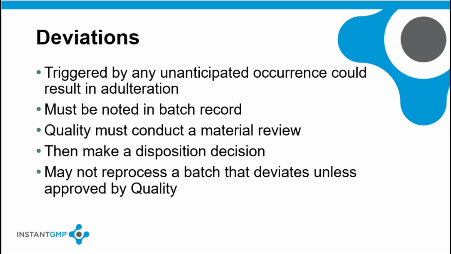The deviation should be noted in the batch production record along with documentation that describes the investigation into the cause of the deviation or the unanticipated occurrence. The quality control unit must conduct a material review and make a disposition decision if there is such an unanticipated occurrence during manufacturing. Quality must review and give approval in order to reprocess a batch with an associated deviation.